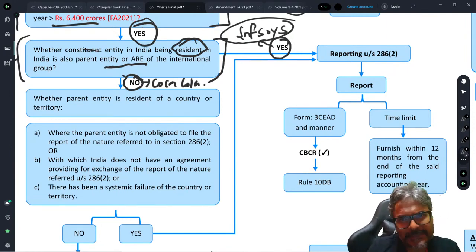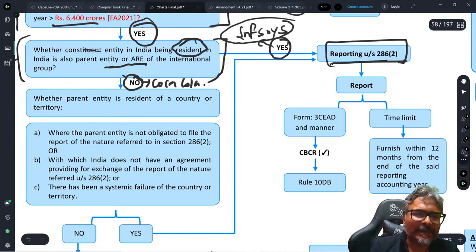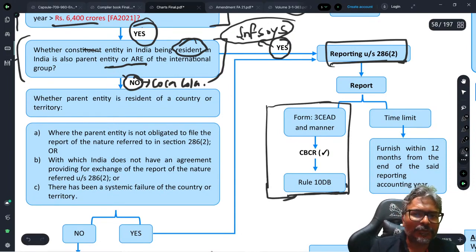So, let's finish off the yes part. If the answer is yes, then the reporting would be under section 286 subsection 2. The reporting, students, will be done under section 286 subsection 2. And the report will be filed under Form 3CEAD, and under which rule? Rule 10DB.